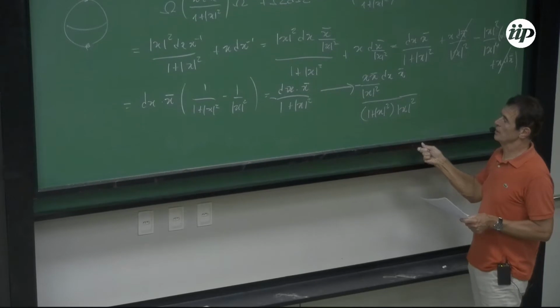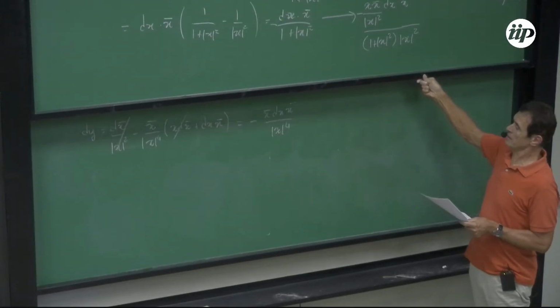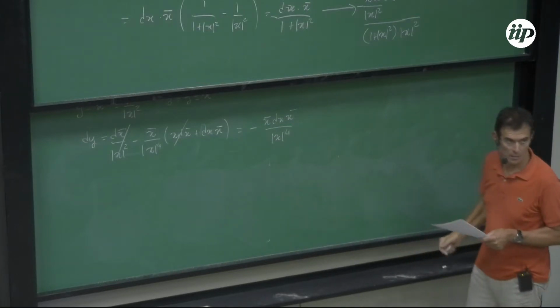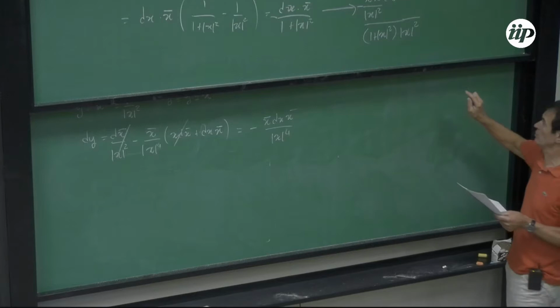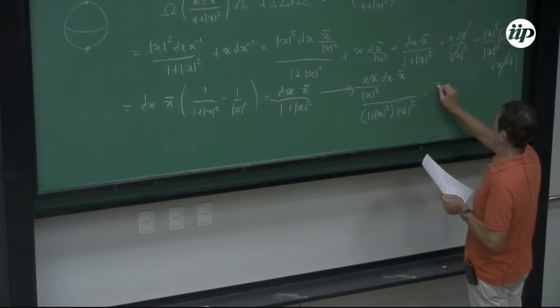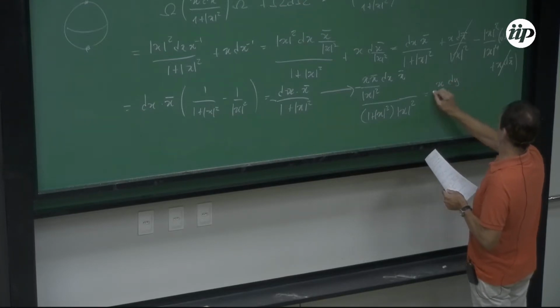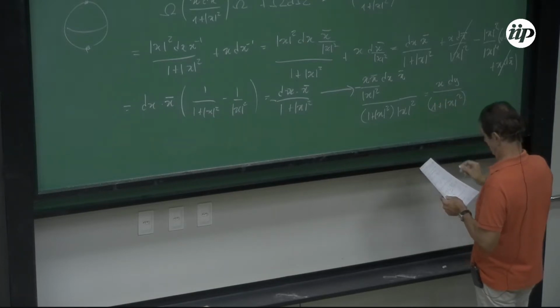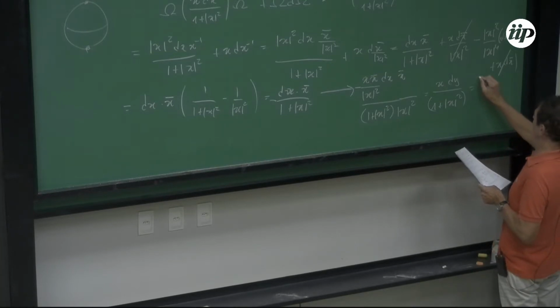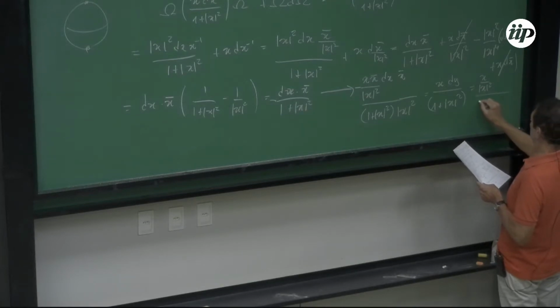Okay? The reason why I'm rewriting this in this form is because I want to show this kind of pattern. Okay, so it will be easy now to rewrite this object like x dy over 1 plus x squared. Okay. Once again, this can be written like x over modulus of x squared, and then like this.